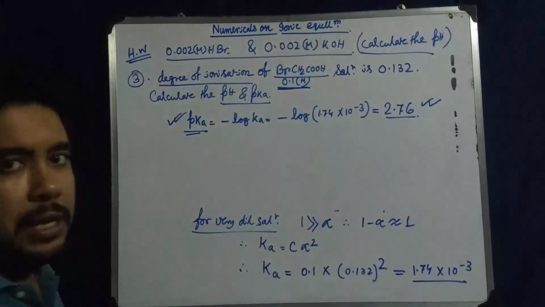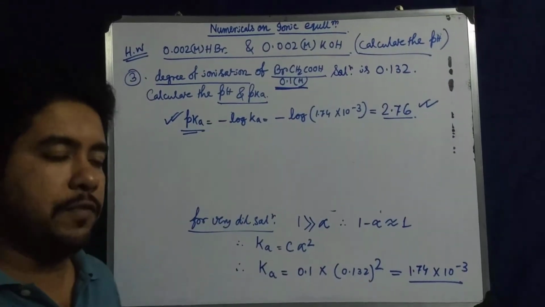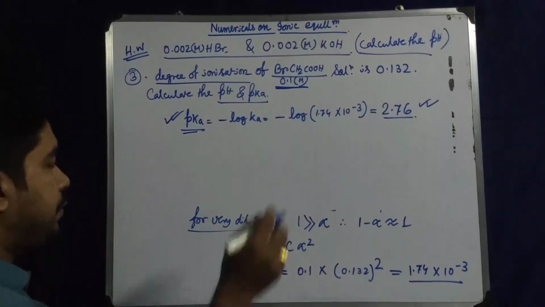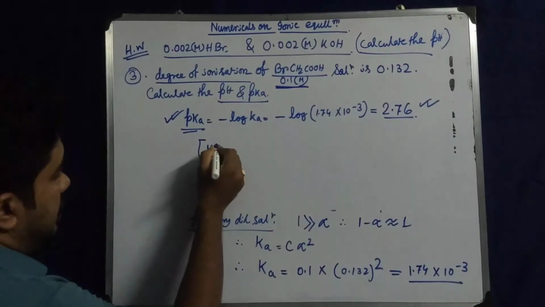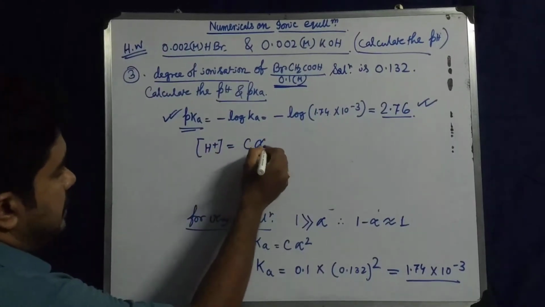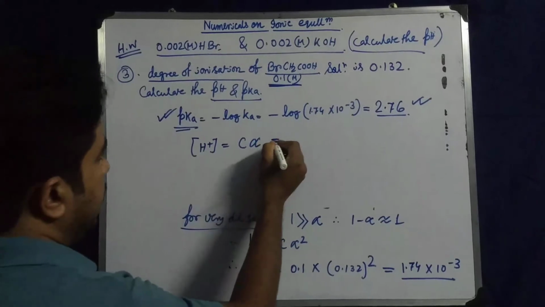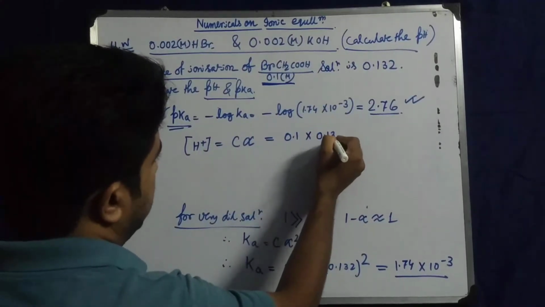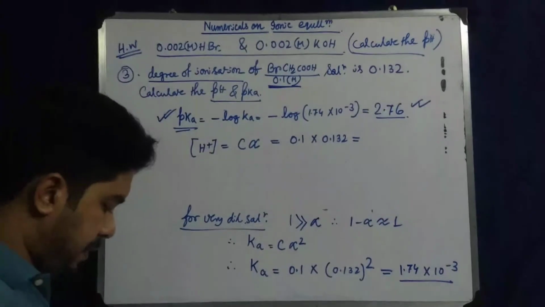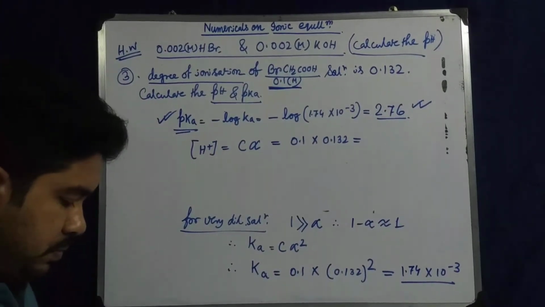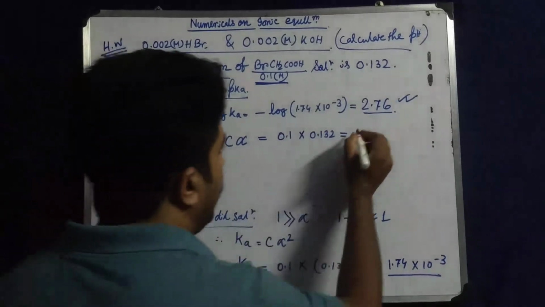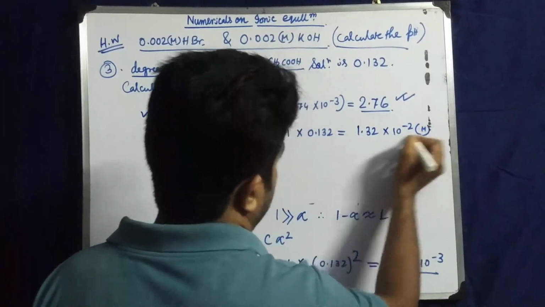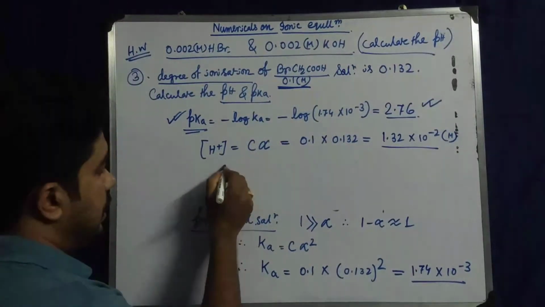They are asking for both answers. Then the pH. What will be the pH of the solution? Next they are asking for the pH of the solution. How can you do it? We already know that the concentration of H plus is given as C alpha, isn't it? So C we have 0.1, into alpha we also have 0.132. So if we multiply this, let me do it. 1.32 into 10 to the power minus 2 molar.